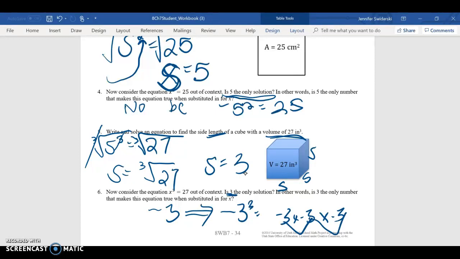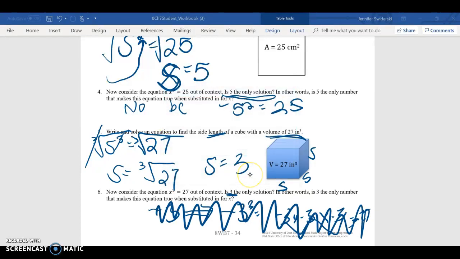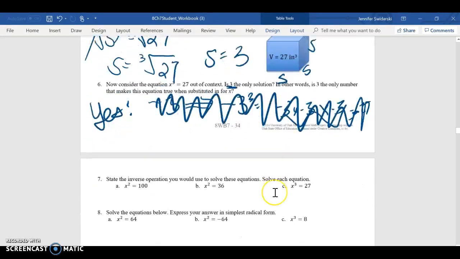Positive times a negative is a negative. Our volume, guys, is not negative 27. You can't have a negative 27 volume, right? So negative 3 is not a solution. So in other words, is 3 the only number that makes this true? Yes. Negative 3 would not make it correct.